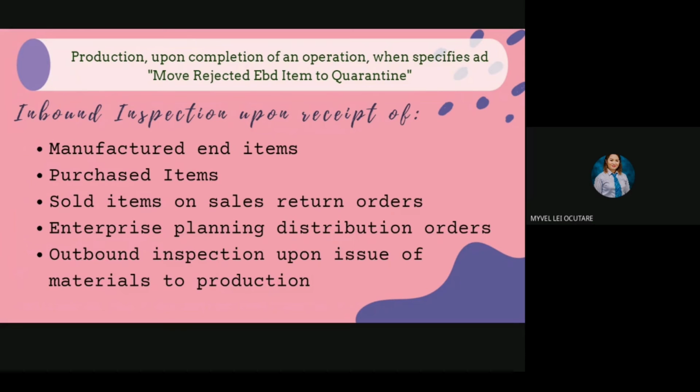So production, upon completion of an operation when specified, add, move rejected end item to quarantine. So these are the items that can be put into quarantine. We have manufacture end items, the purchase items, sold items on sales or return orders. We have enterprise planning distribution orders. We have outbound inspection upon issues of materials to production. So these are the inspections before it goes to the quarantine house or the inventory stock.